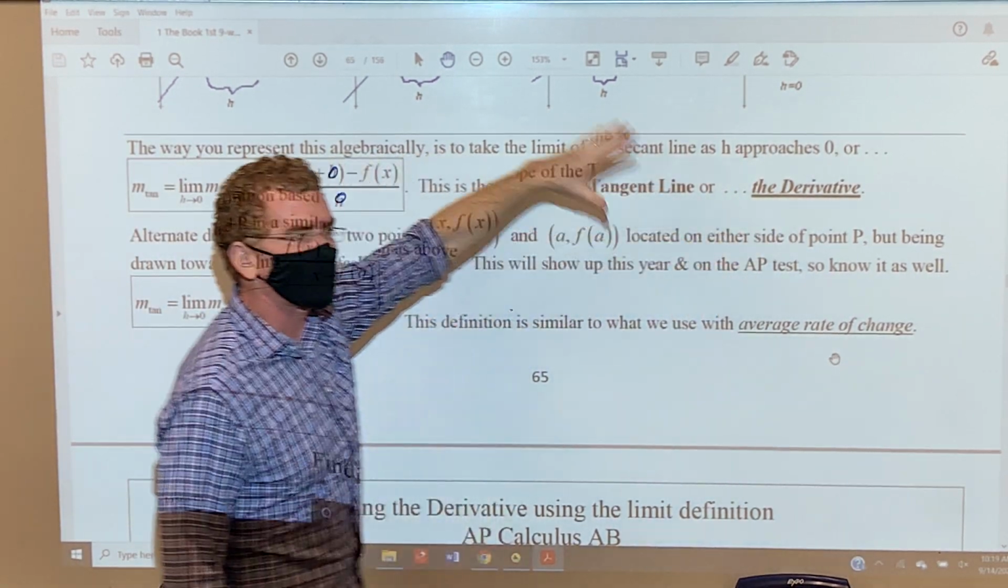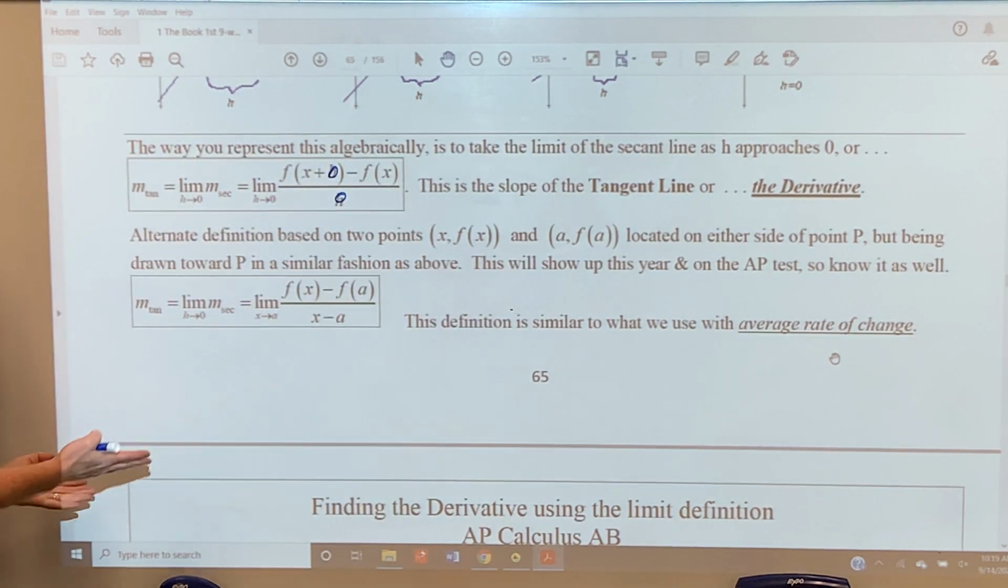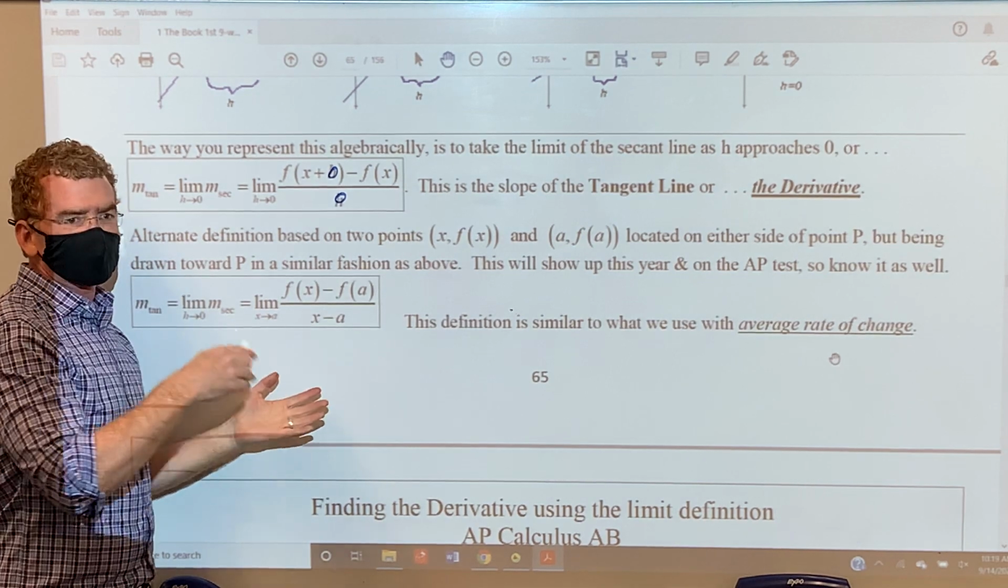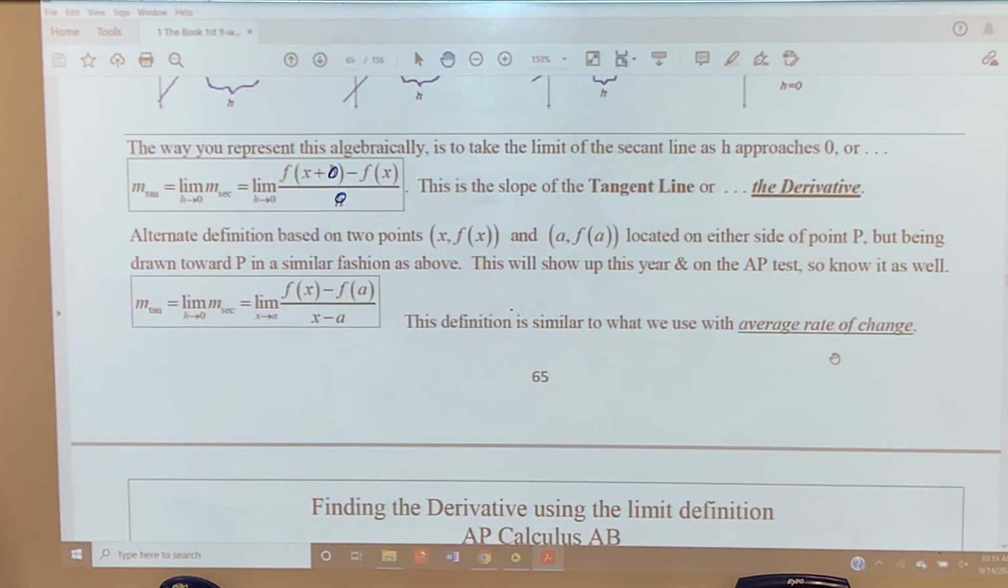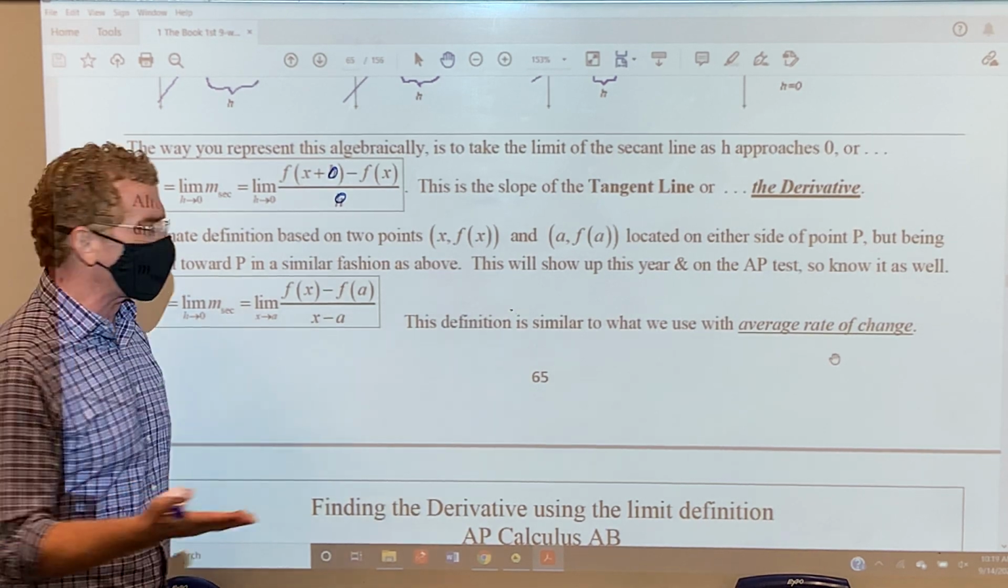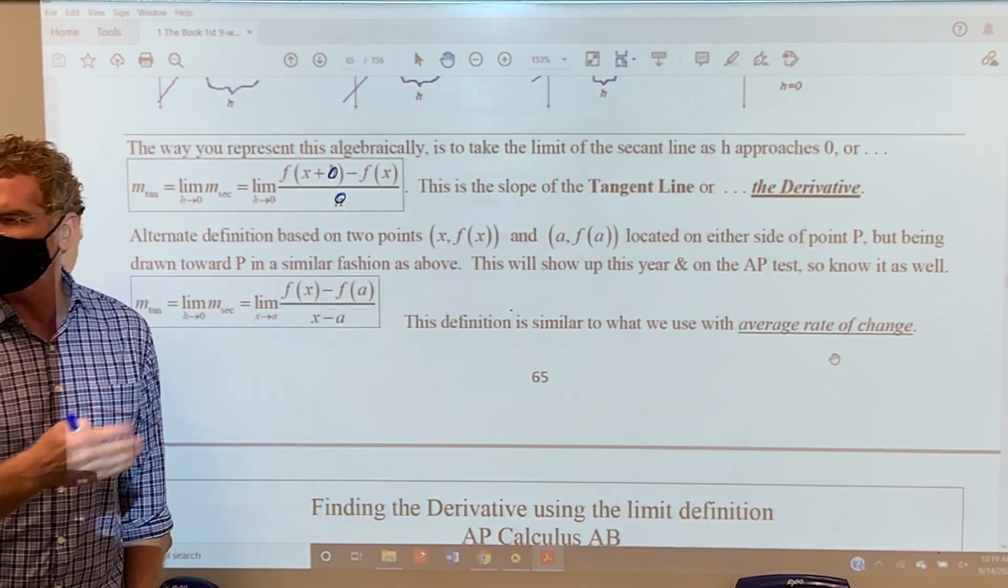All right? So that's what this is in definition. And you can use this to find derivatives of anything. It's just really tedious. So what you're going to see today is how I would actually use this. And we're going to use some basic things.